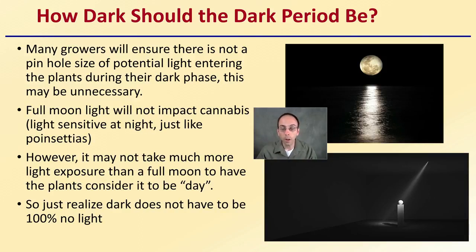So just realize that dark does not have to be 100% no light. While it is important to seal areas off, you don't have to be going over every teeny little pinhole in the sense that your whole plant's going to flip into flower or stay in veg. Keep in mind, for plants grown outside, full moonlight keeps them on the same photoperiod. So again, just keep that in mind, particularly for the indoor growers.